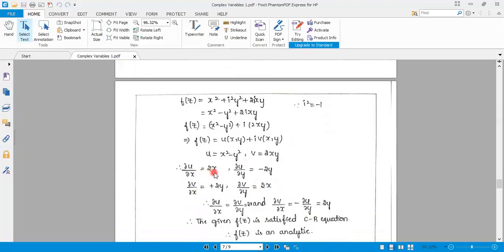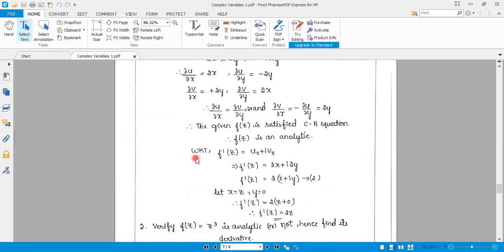So ∂u/∂x is 2x, ∂u/∂y is −2y. Similarly, differentiate v with respect to x and with respect to y. So ∂v/∂x is 2y and ∂v/∂y equals 2x. From this we can conclude ∂u/∂x = ∂v/∂y and ∂u/∂y = −∂v/∂x, or ∂v/∂x = −∂u/∂y. Hence, the function satisfies the CR equations, therefore it is analytic.